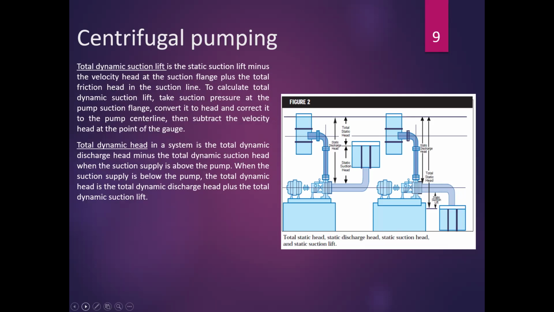So gauge steadying. So the total dynamic head now in a system is the total dynamic discharge head minus the total dynamic suction head when the suction supply is above the pump. When the suction supply is below the pump, the total dynamic head is the total dynamic discharge head plus the total dynamic suction head. Okay, kasi nai-elevate mo yung total.